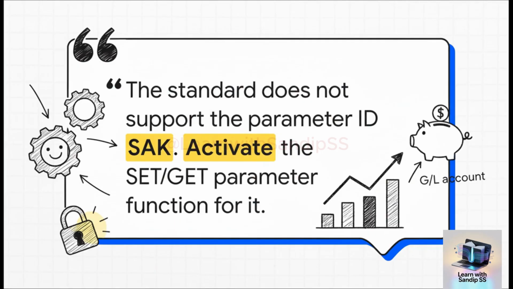And here's a little pro tip for you. Out of the box, you can't just pre-assign a GL account in purchasing docs using a simple parameter ID. But with a small tweak, activating the SetGetParameter function, you can actually turn this feature on. It's a fantastic little customization that can make things just a bit more efficient.